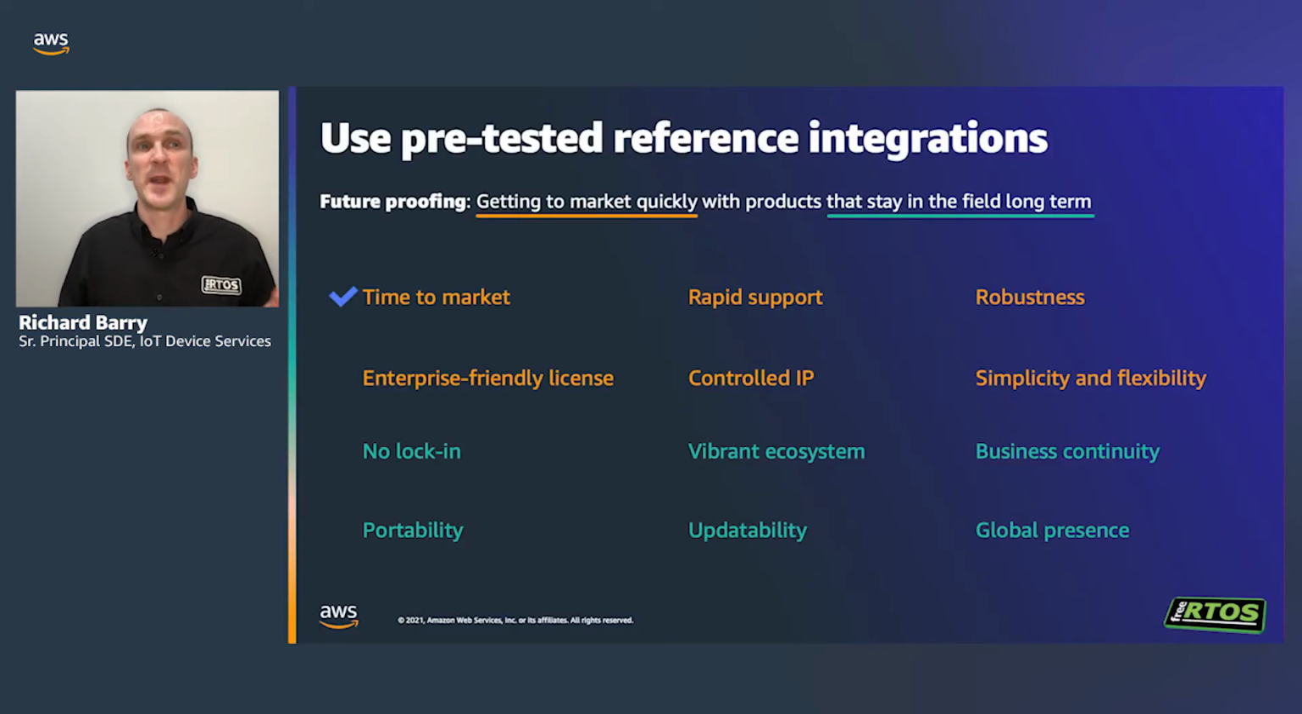So the first thing we've already kind of mentioned, and this is the pre-tested reference integrations. And what that enables us to do is tick off the first items. This is the time to market. Whether you build it or whether you use open source, as long as it's pre-integrated and pre-tested, that will help us go to market. But then, of course, you have to choose which integration you are going to use.